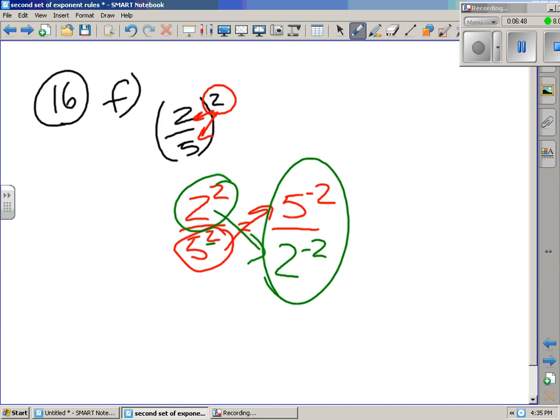Again, when you flip something over the fraction bar, the base and the exponent get flipped over the fraction bar. The only thing that changes is the sign on the exponent. Originally it was a +2, now it's a -2. Up here, originally +2 becomes a -2.